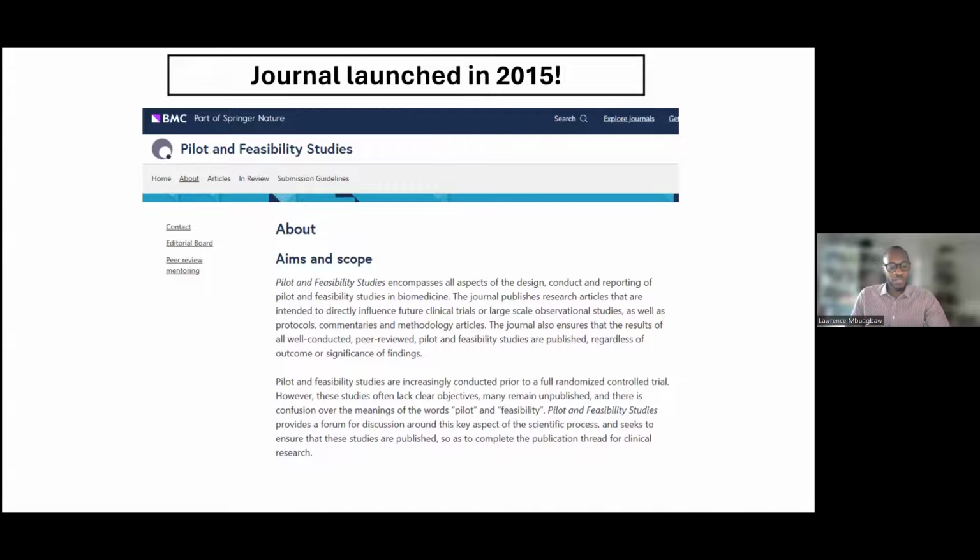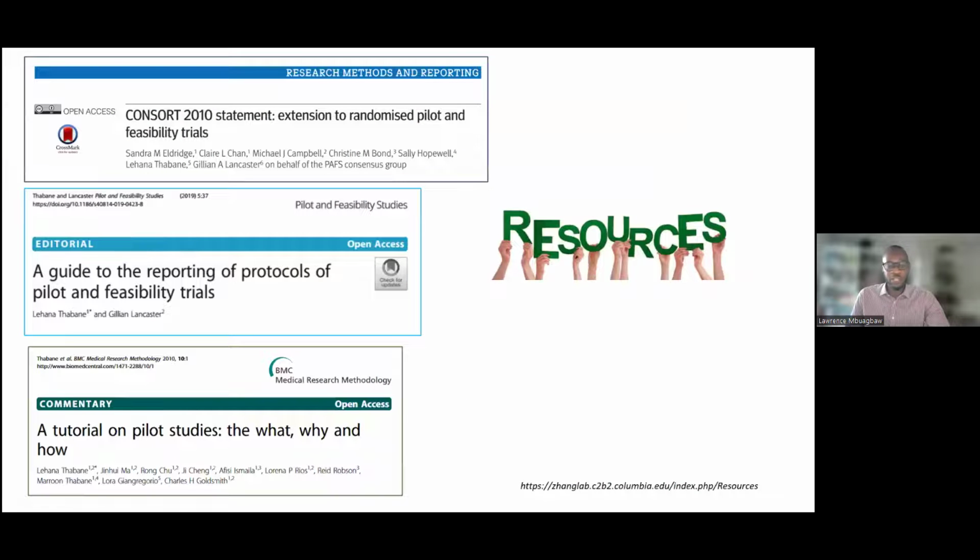So I would just like to put out some of the resources that are available, including the Consort extension for randomized pilot and feasibility studies, an editorial, which is a guide to reporting the protocols of pilot and feasibility studies, and the seminal paper on pilot studies, which covers a lot of the issues which I have mentioned here.